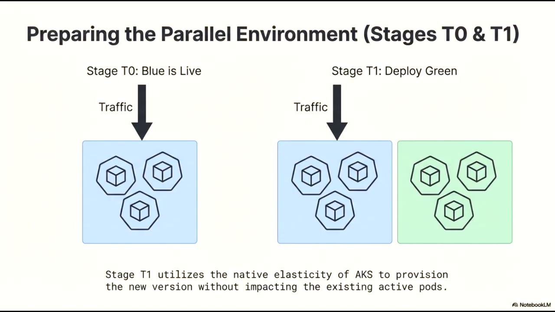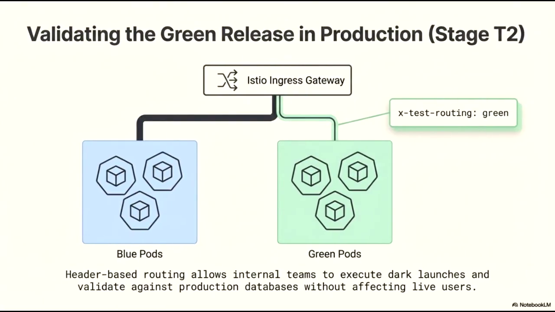A key advantage here is that stage T1 utilizes the native elasticity of AKS to provision these new resources. This allows the new version to be deployed side by side with the current one, ensuring that the provisioning process does not impact the existing active pods or the stability of the live traffic flow. Moving into stage T2, our objective is to validate the green release within the actual production environment.